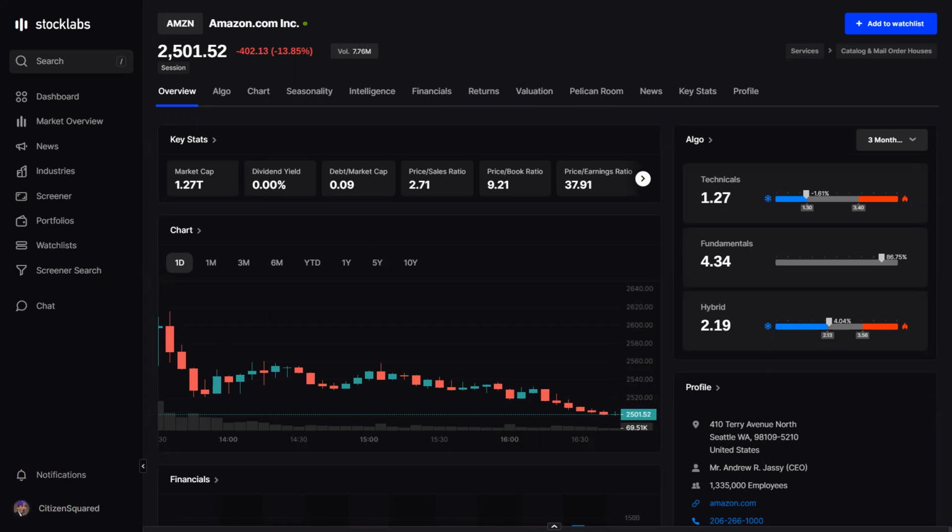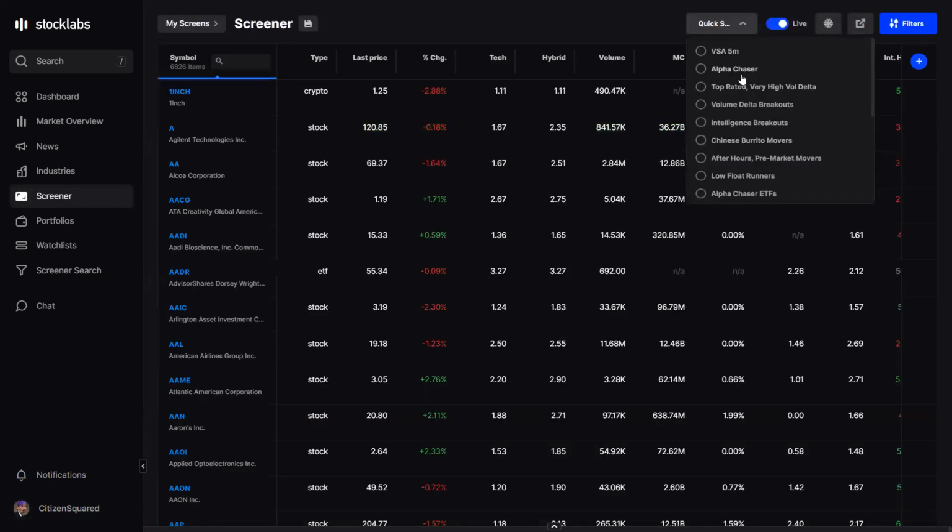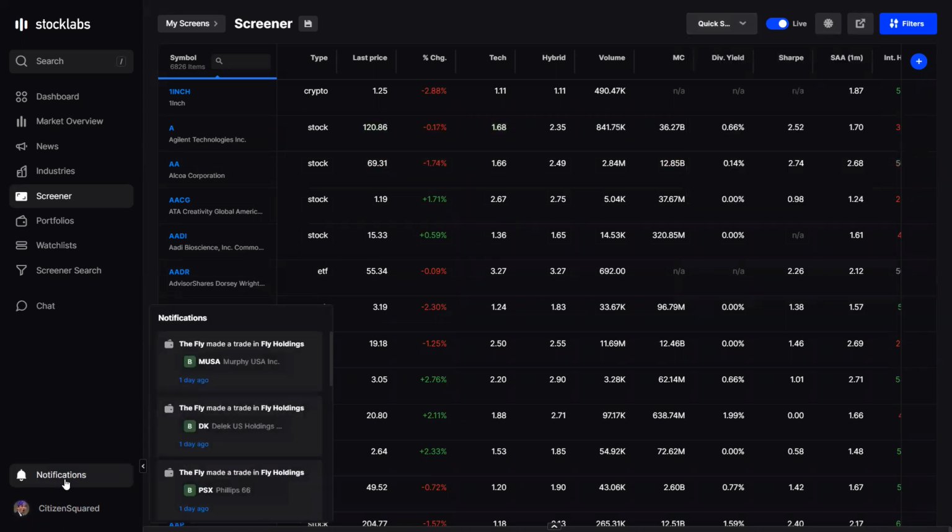Okay, in Fly's tweet, he says users are able to see how he buys and sells stocks. How can I see them in Stocklabs? Okay, I mentioned that Fly uses a lot of these screens to find stocks, but some people don't even want to look at the screens. They just want to know when Fly trades something. So that will show up in these notifications.